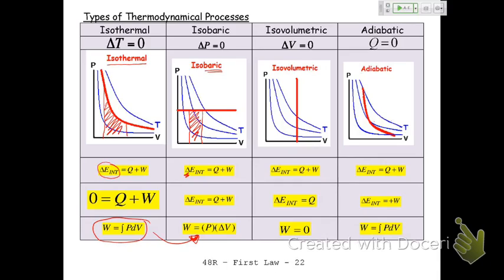So next is isovolumetric, same volume. In this case, there's no change in volume, so no work can be done, and then work is equal to zero. My pen just disappeared. Work is equal to zero, which means that my first law of thermodynamics changes to, well, the work's zero, so it goes away. So it simplifies to that.